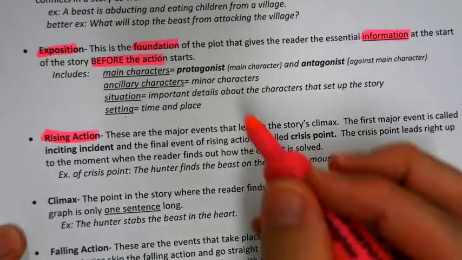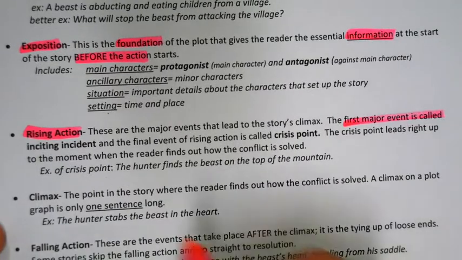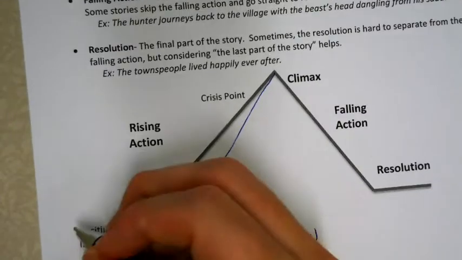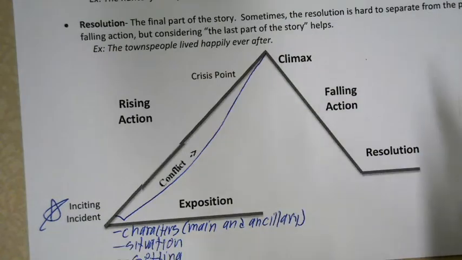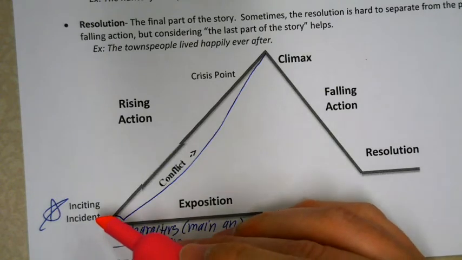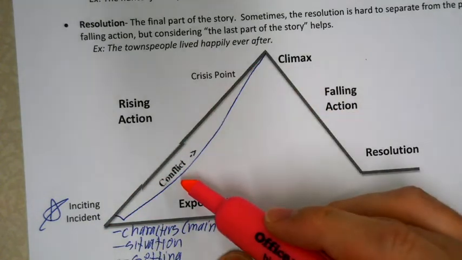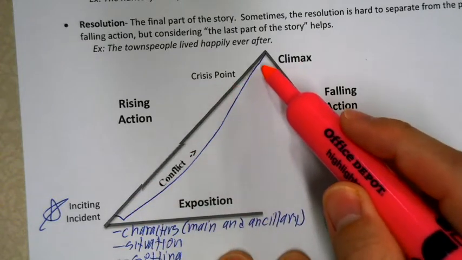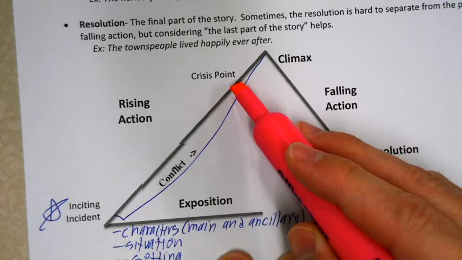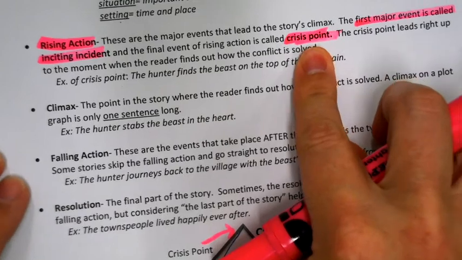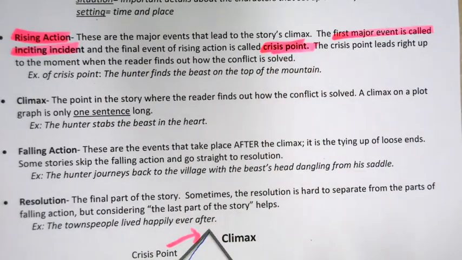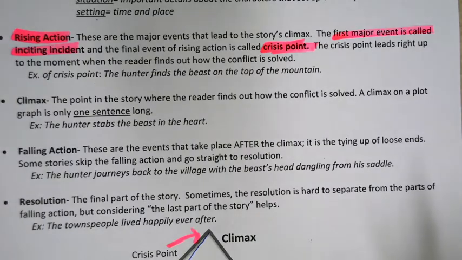The first major event is called the inciting incident. That's down here. This is the first thing that starts off the story. It could be a car chase, it could be a love letter passed, it could be some tragic thing, it could be some great thing. So the rising action starts with an inciting incident and it rises along with the conflict at the same time up to right before the climax, which is called the crisis point. Now, really, the crisis point is closer to the top right there, but that is the crisis point. The crisis point leads right up to the moment when the reader finds out how the conflict is solved.